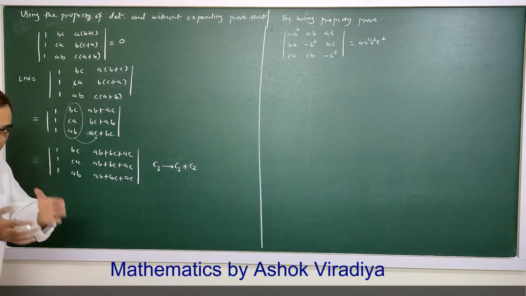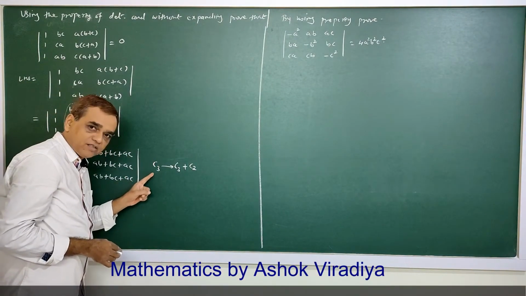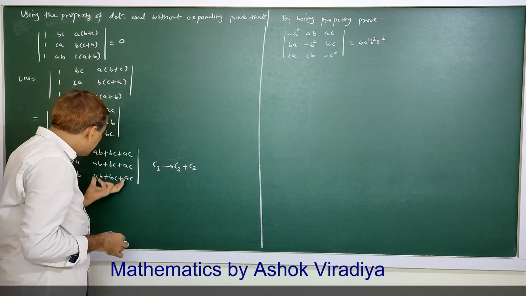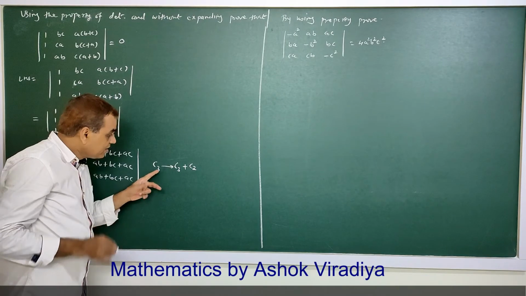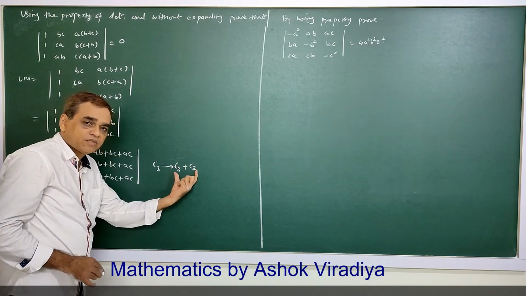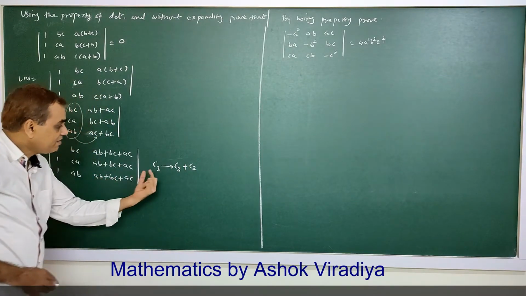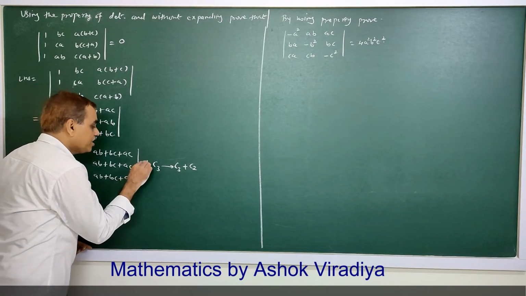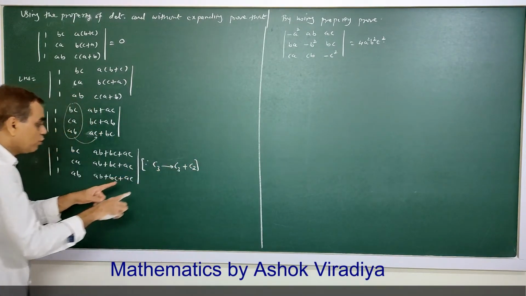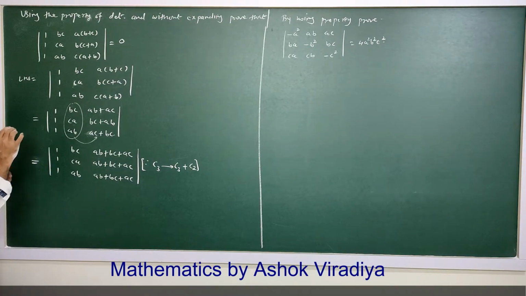The column in which we make the change, that we show here. In the third column we are doing the change, so put here C3. And which change are we doing? In the third column add the second column. So that will be the new third column. So this operation is performed. And when we perform this operation, the value of the new determinant remains unchanged. Given and new, it will be the same.